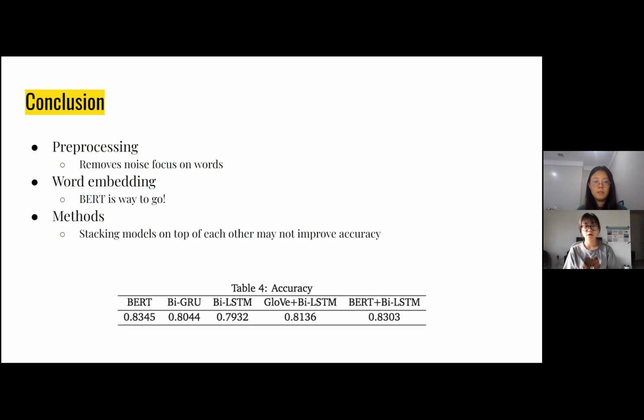Although bidirectional GRU and LSTM have higher accuracy compared with the unidirectional, without a good word embedding, they cannot achieve a great accuracy. On the other hand, stacking models on top of each other may have the opposite effect.